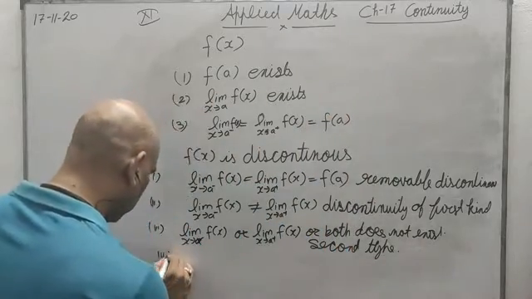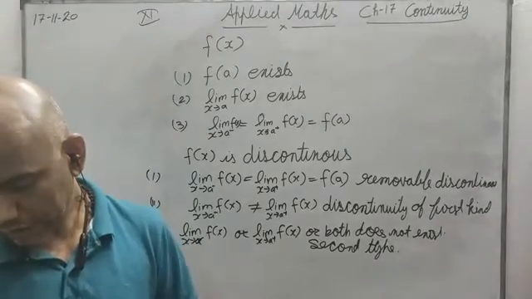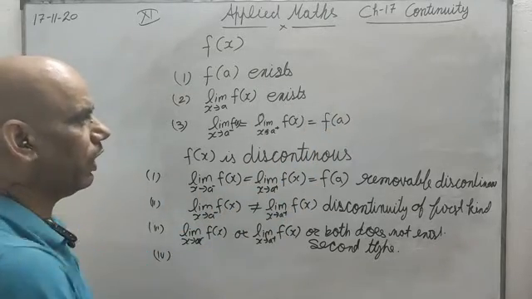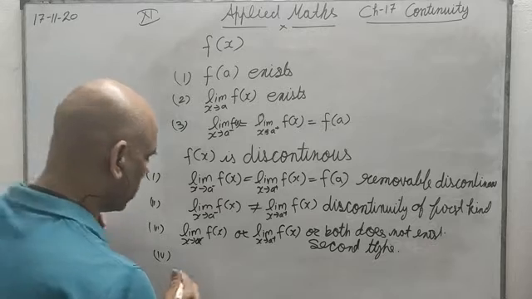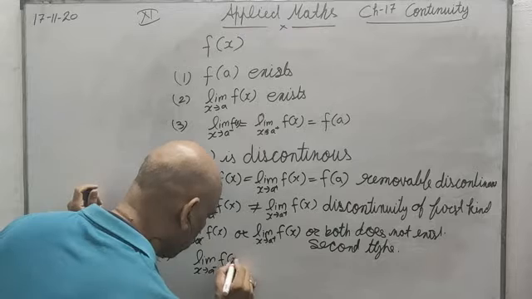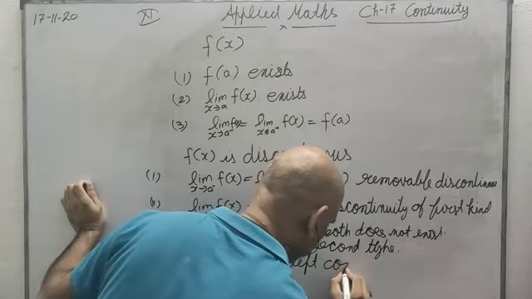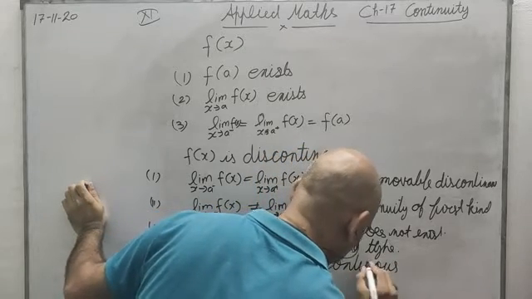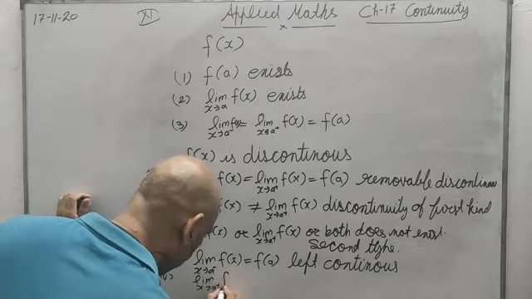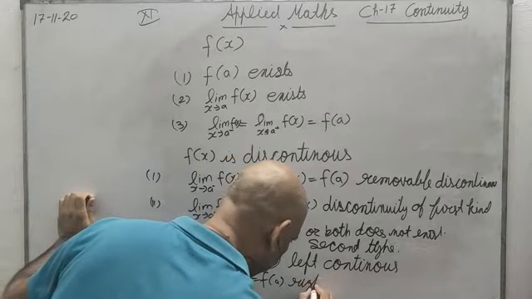Okay, then what else is there? Two more things are there. One is left continuous and another is right continuous. If the left hand limit is equal to f(a), then it is known as left continuous. And if the right hand limit is equal to the function, then it is known as right continuous.